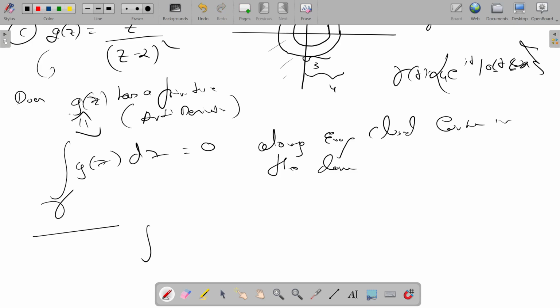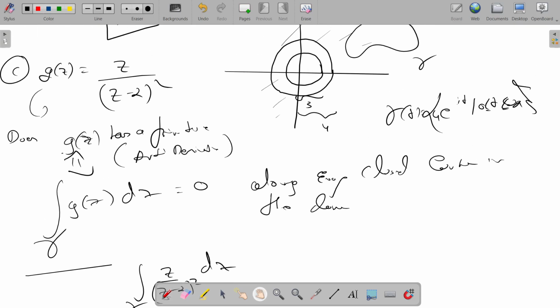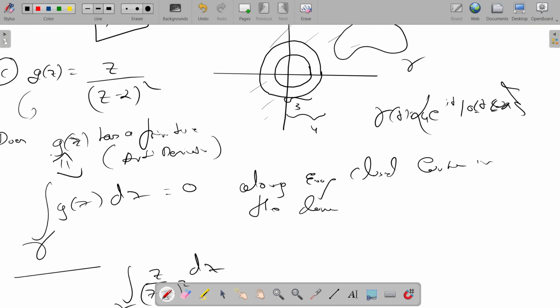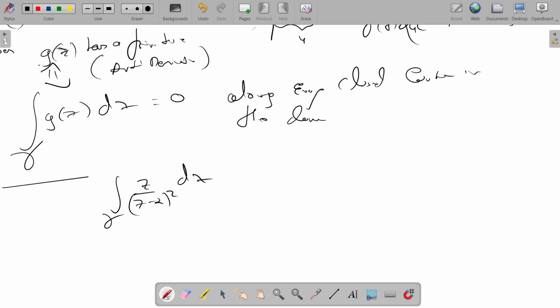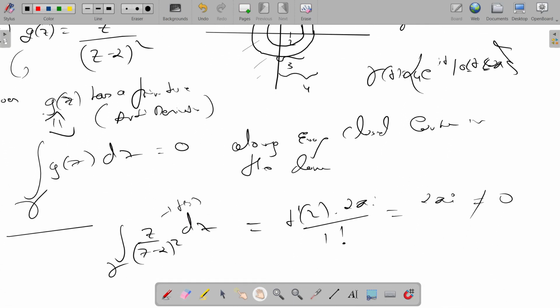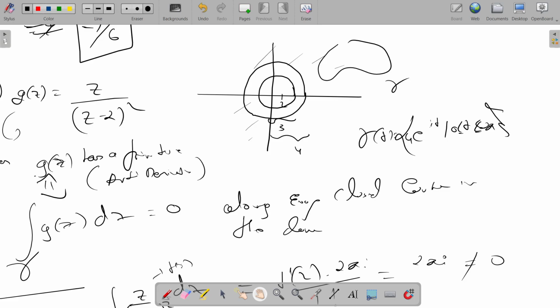Then the integral over gamma of z by (z minus 2) whole square dz. As you can see, 2 is in mod z less than 4, so we use the Cauchy integral formula. If we consider f(z) to be z, this will be f dash of 2 into 2 pi i by 1 factorial. f(z) is z, f dash z is 1, so this will be 2 pi i, which is not equal to 0. So this doesn't follow. This option will not be true, so this won't have a global antiderivative or primitive.